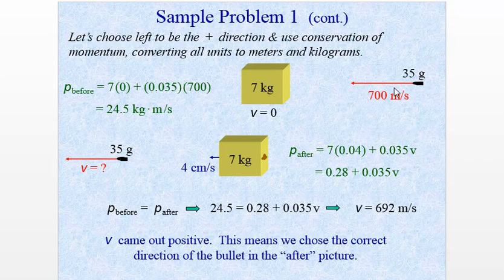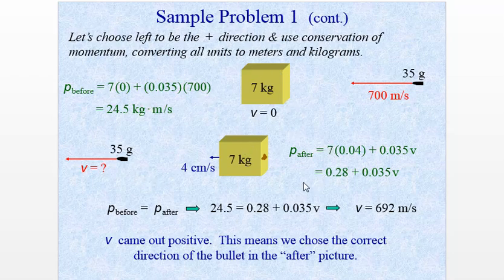This is the answer. Before we calculate, let's take left to be the positive direction and use conservation of momentum, converting all units to meters and kilograms. And now we calculate momentum before the crash. We can calculate that, and the result is 25.5 kilogram meter per second.